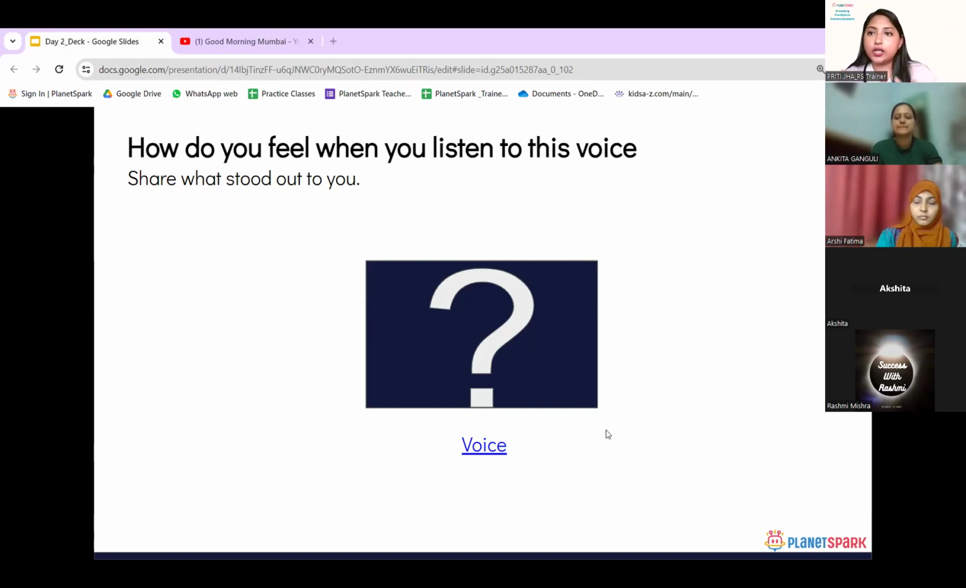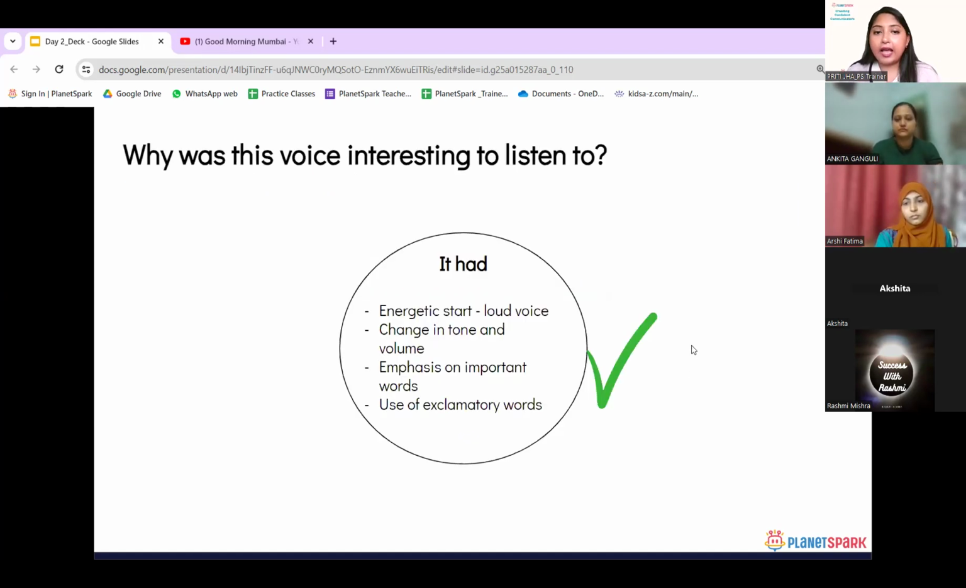So the voice was so impactful because it had a loud and energetic start, first thing. And it had a change in tonality, as you have also written. There was a change in pitch and tonality, and the volume also increased and decreased in bits and pieces. There was emphasis on important words like Sara, Aaj, Karna kya hai, isn't it? And there was use of exclamatory words also. So all of this made the voice very, very impactful. Why was this voice so interesting? Because it left an impression on your minds. And because of all these reasons, right?